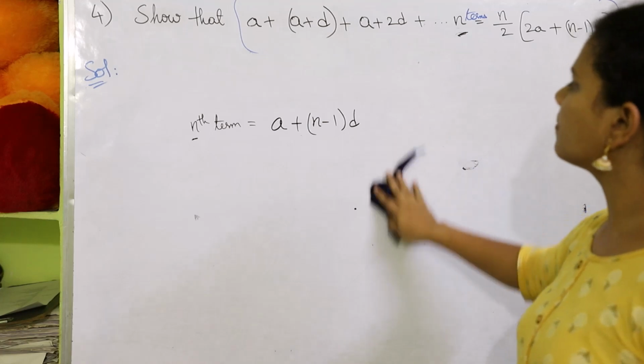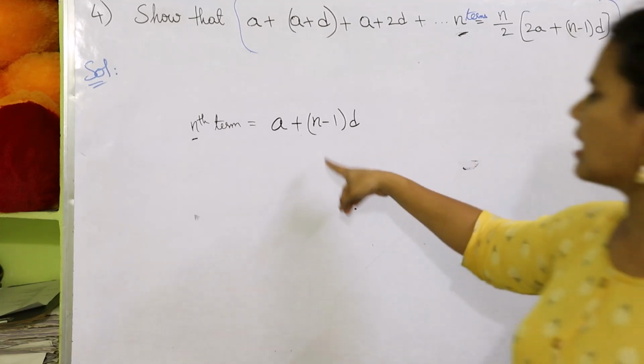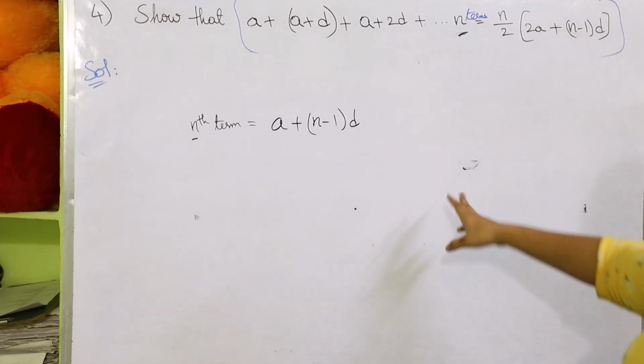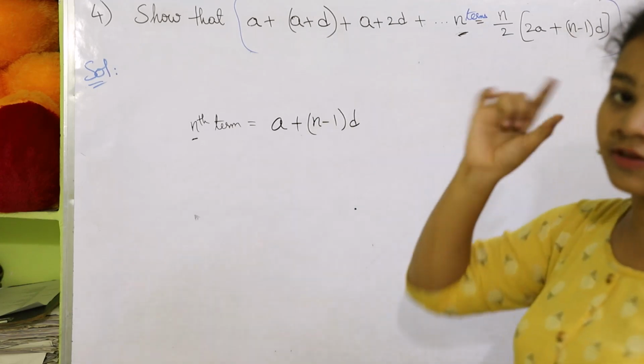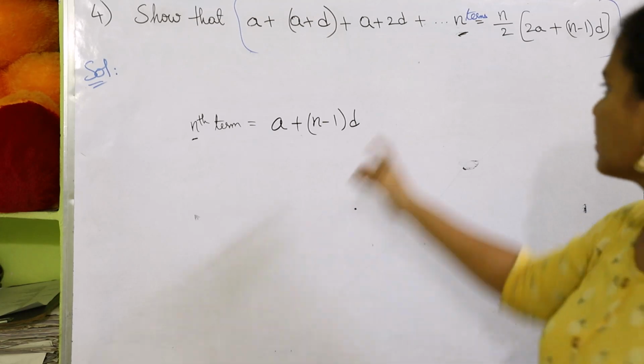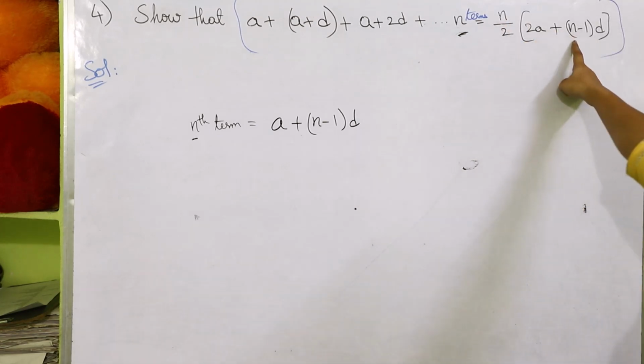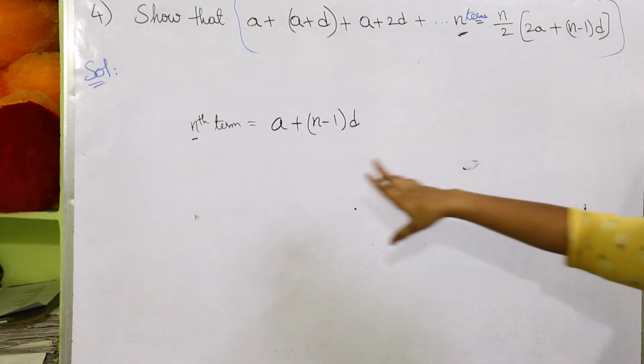Now coming back here, we got a plus n minus 1 into d. Instead of the nth term, you replace it with a plus n minus 1 into d. I am talking about the term, guys, not the n value. So instead of the nth term, you place a plus n minus 1 into d.